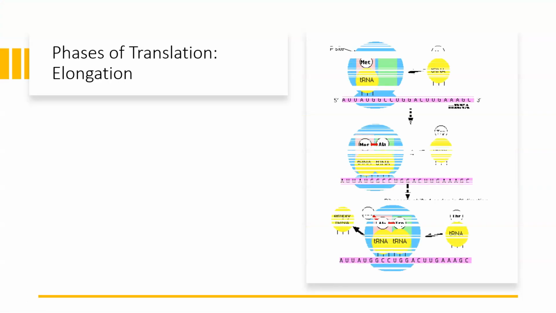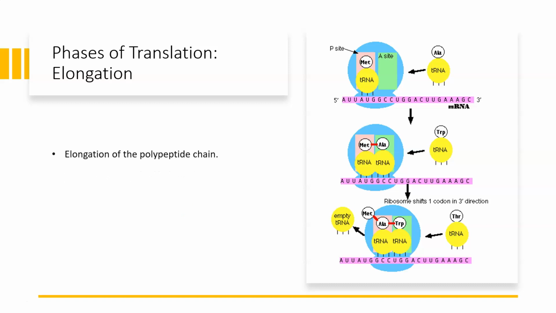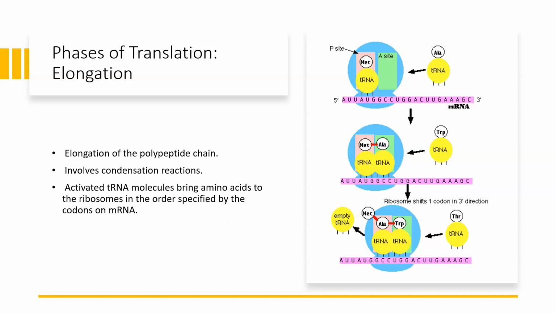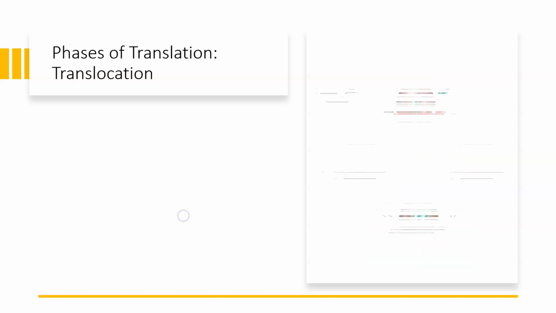Now we work onto elongation of the polypeptide chain. So that's the production of that polypeptide chain. And this involves those condensation reactions between the amino acids. Our activated tRNA molecules bring amino acids to the ribosome in the specific order the codons on the mRNA require. The ribosomes help form those polypeptide bonds. This occurs at site P.